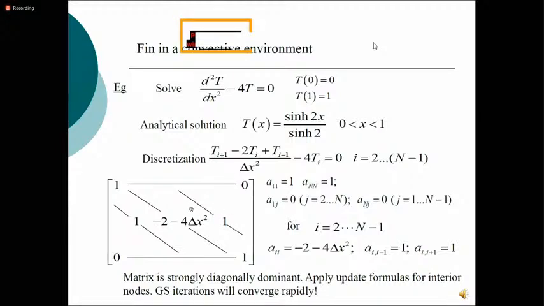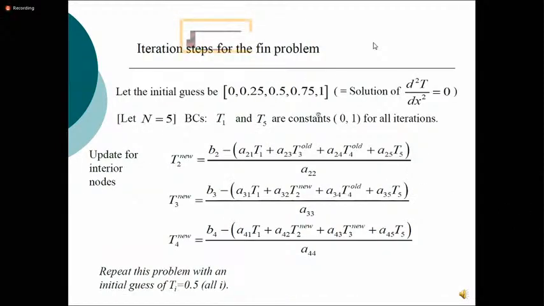Or you can just set the solution of the equivalent diagonal matrix as your initial guess. That means you suppress the 1 on the off diagonal term to 0. Then the right hand side will be bi divided by dii, which is minus 2 minus 4 delta x squared. That can be taken as the initial guess. So there are several ways. In this slide, the solution of a similar problem, d2T/dx² equal to 0, has been chosen as the initial guess. You can demonstrate that the convergence rate and the solution will not depend on your choice.